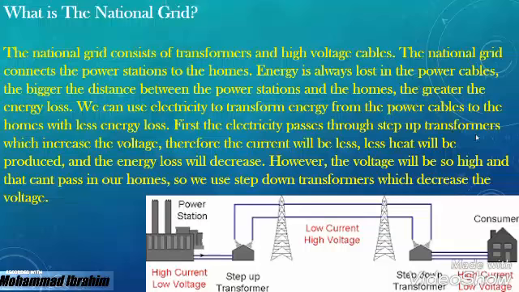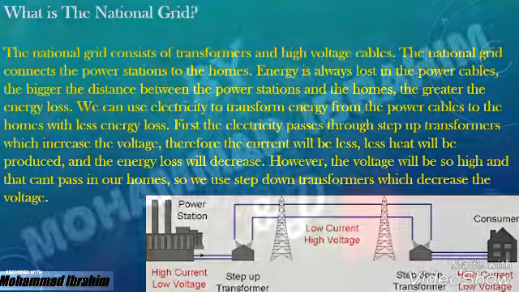Okay, let's discuss this picture. A power station is having high current and low voltage. There's a step-up transformer. It steps up the voltage in the power lines, and the current decreases. Then it undergoes a step-down transformer, which decreases the voltage and increases the current to the consumer.